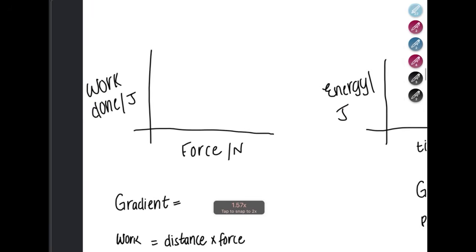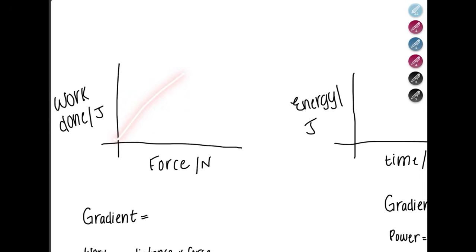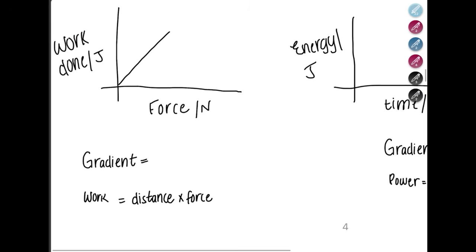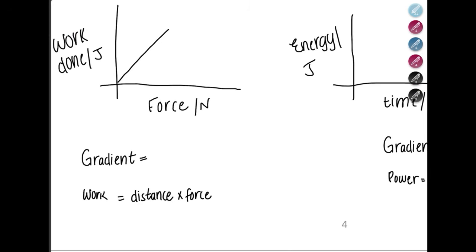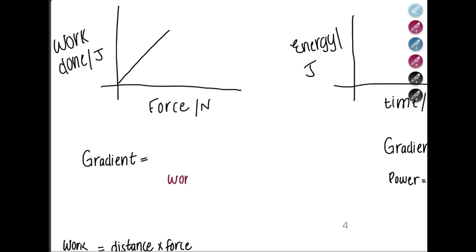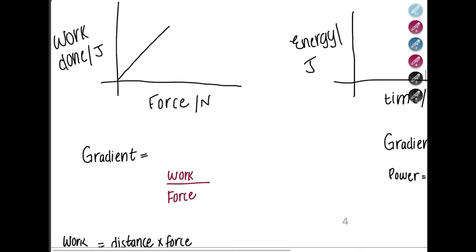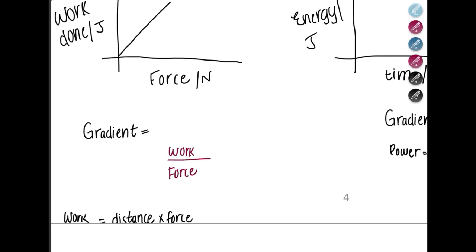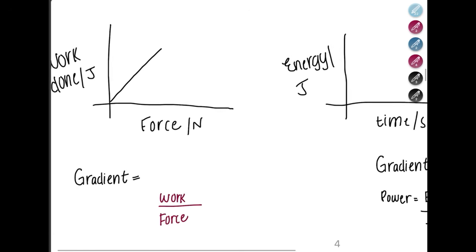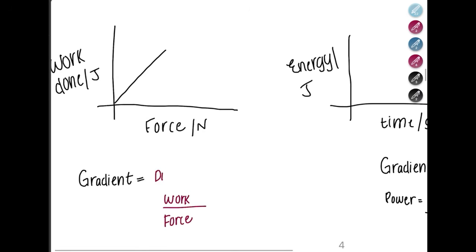For example, in this one, let's say you have a graph of work done on y and force on x. You're supposed to find the gradient. Now, gradient is going to be work done over force. Remember this equation: work equals force times distance. So work divided by force will give you distance. So here the gradient represents the distance traveled.